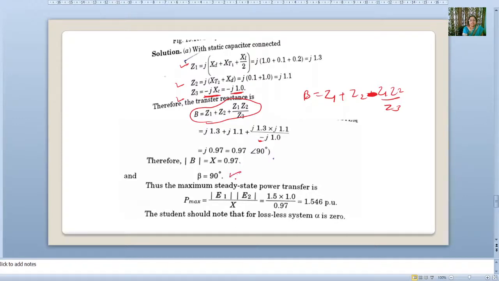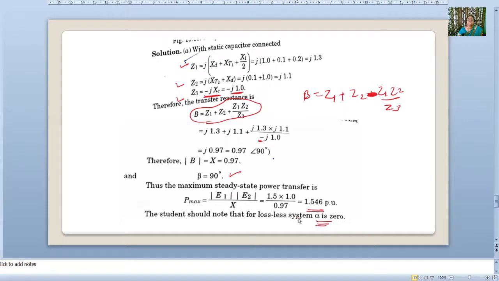Again, beta is equal to 90 degrees, and the maximum steady state power E1 into E2 by X we get is 1.546. Students should note that for a lossless system alpha is 0, as A is real.